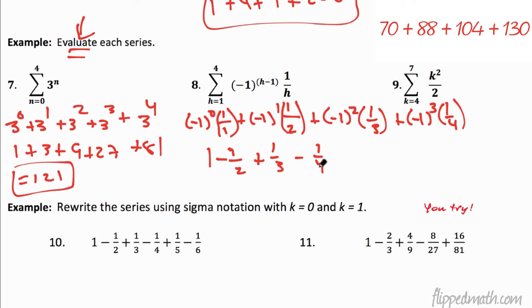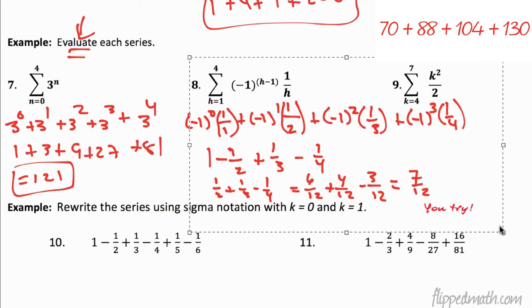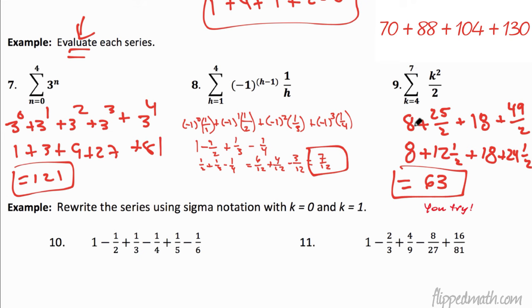If I work all of this out, we need common denominators, so we're looking at 12ths. So 1 minus 1/2, that's a 1/2. So we basically have a 1/2 plus a 1/3 minus a 1/4. If I go into 12ths, that's 6/12 plus 4/12 minus 3/12, which would equal 10 minus 3. All this equals 7/12. All right. Write all that down because I'm going to refer back to it later. Okay? Last one. You try by yourself. Pause the video. Go! Okay, so I plug in. I get 8 plus 25 halves plus 18 plus 49 halves.